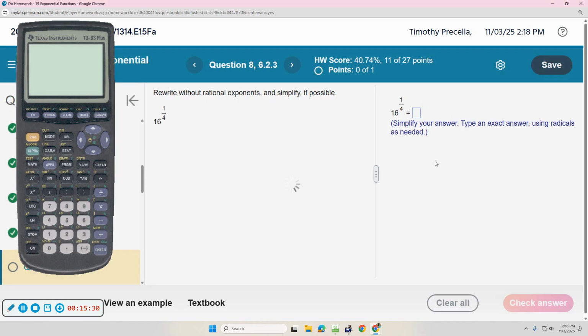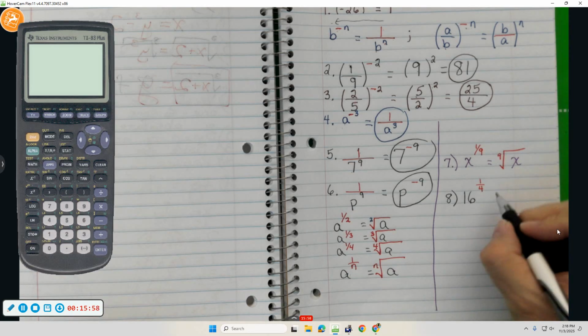Here's another one. Number 8. Rewrite without rational exponents and simplify if possible. Since there's not a variable, it's just numbers, that's why they're saying maybe you can simplify. 16 to the 1/4 power. I'll try to write it the way they do with the horizontal fraction bar.